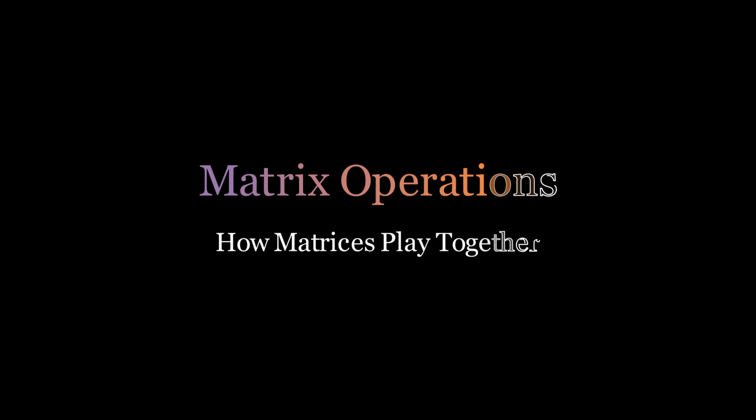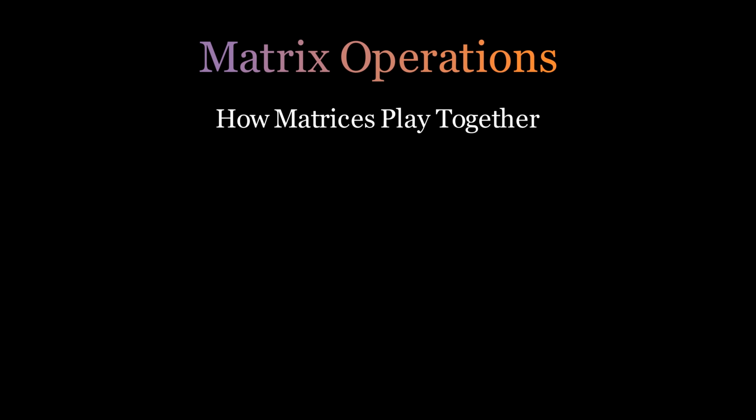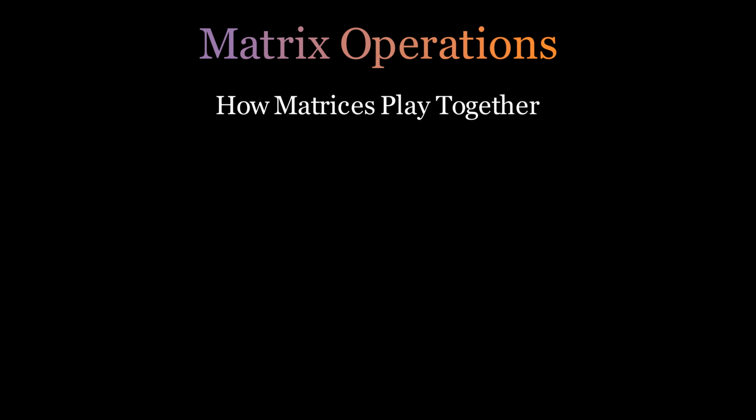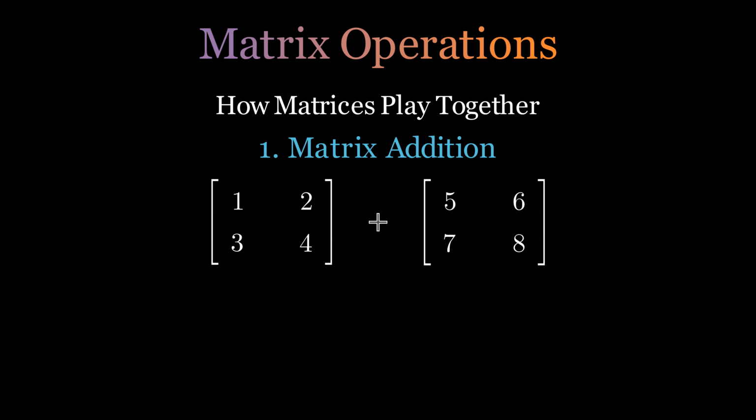Matrices are like boxes of numbers that can do special tricks together. Let's learn how they add, subtract, multiply and more. Adding matrices is like adding two piles of cookies. You take one cookie from the first pile and one from the second pile at the same position, and put them together in a new pile.